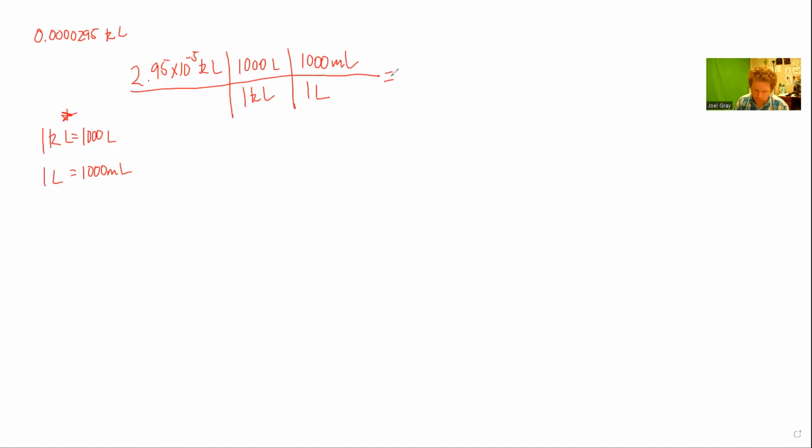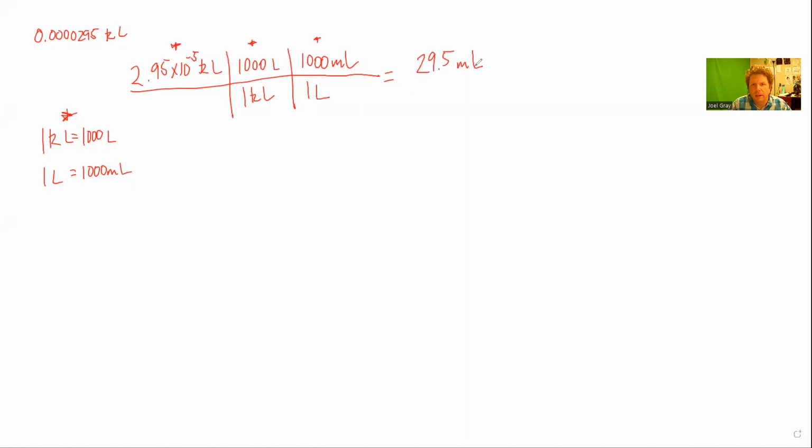Now I'm not going to use my calculator on my phone. I'm going to use my actual calculator. 2.95 times 10 to the negative fifth times 1,000 times 1,000. Whenever I multiply this number by these two conversion factors, times 1,000 divided by 1, I get 29.5 milliliters as my correct answer.